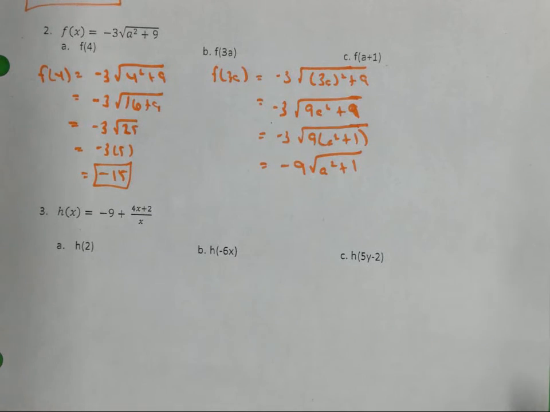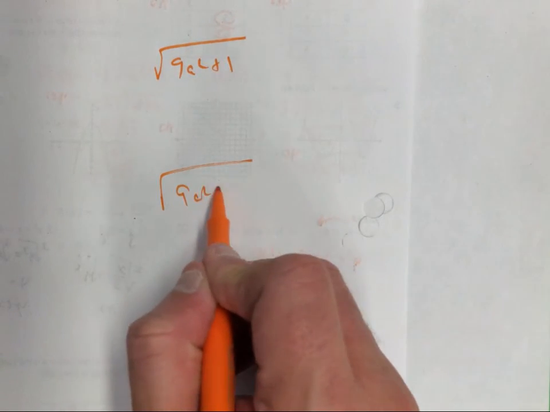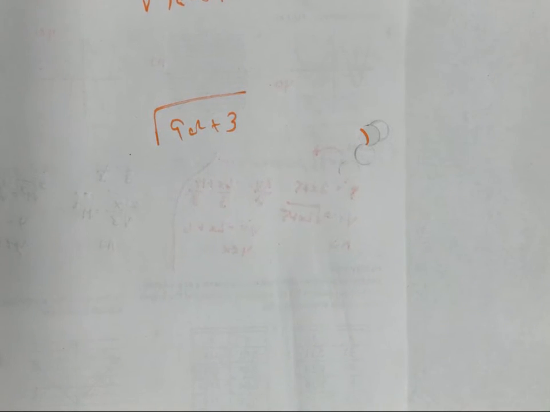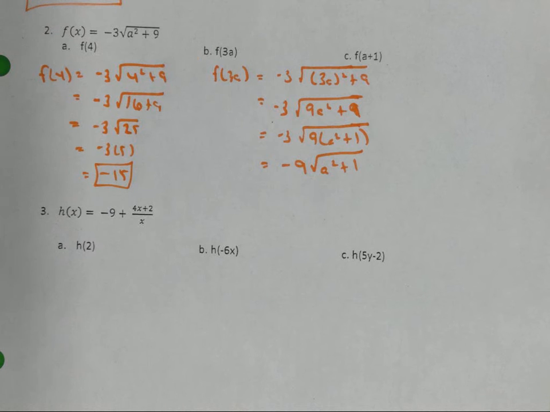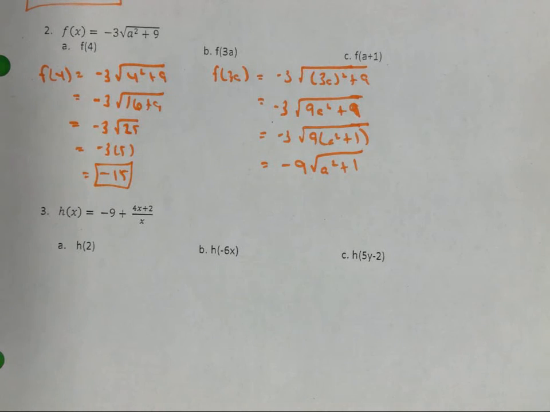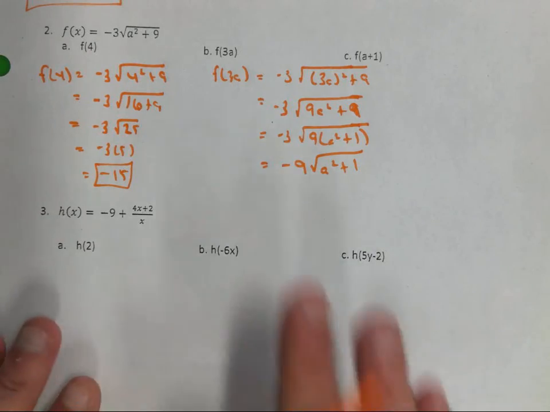If it was like plus 3, you could just leave it like that. If it was like this right here, 9a squared plus 3, well, you could factor that, but can you do anything with it if you factor it? So you would leave it just like that. So you get the square root of 9, and 1 divided into negative 3, and you have the a squared plus 1. Yes. Are we good on that?